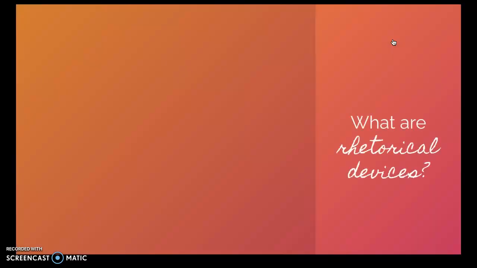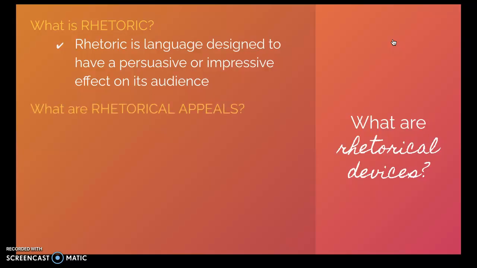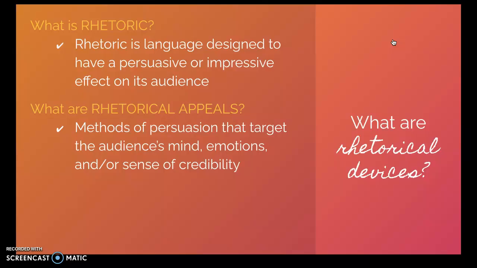All right, so let's get to the heart of what rhetorical devices are. Now let's go back through some of the concepts that we've already learned and then build up to this definition. So what is rhetoric? Well, rhetoric is language designed to have a persuasive or an impressive effect on its audience. Now, we've also learned about rhetorical appeals. Rhetorical appeals are methods of persuasion that target the audience's mind, their emotions, or their sense of credibility.